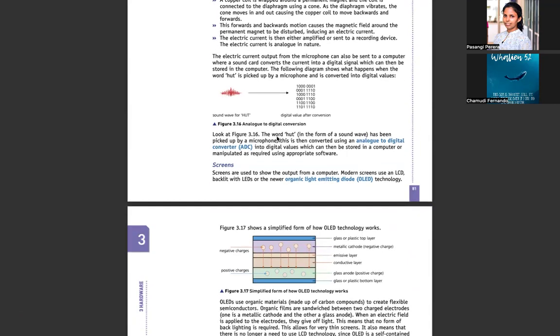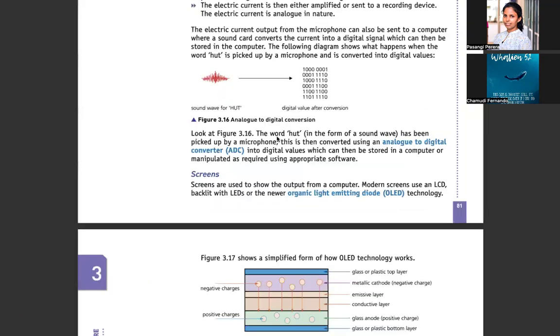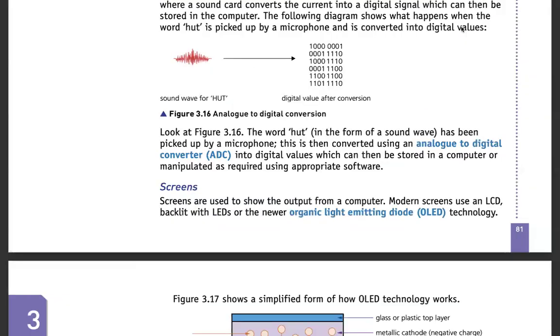So look at figure 3.16. The word hut in the form of a sound wave has been picked up by a microphone. This is then converted using an analog to digital converter into digital values, which can then be stored in a computer or manipulated as required using appropriate software.